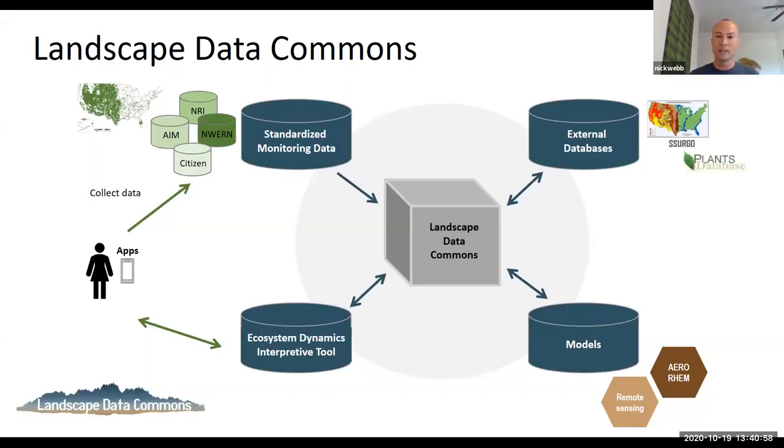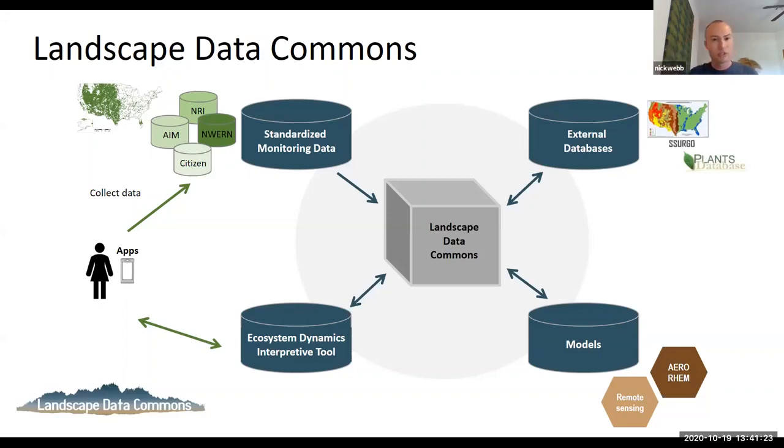In doing this, we link the monitoring data to external databases so we can bring in other soil and plant information. And then the idea is that from there, we can link the erosion estimates with the other indicators out to stakeholder tools like ecological site descriptions in the ecosystem dynamics interpretive tool, and provide that information to users on the ground through mobile apps and that kind of thing.